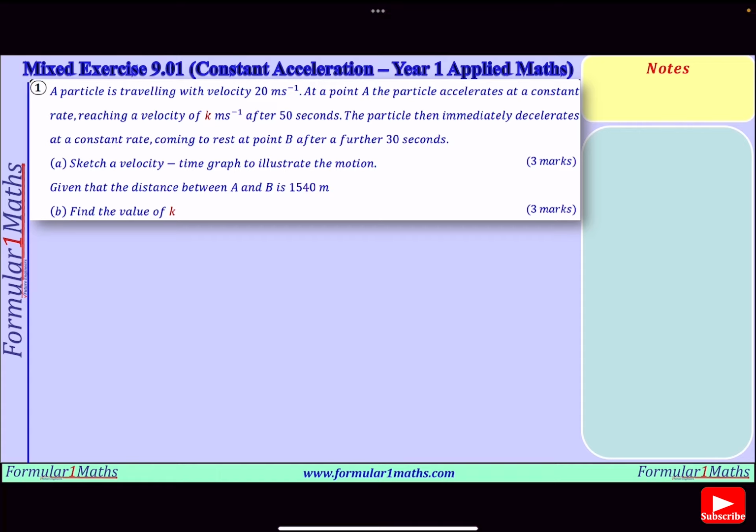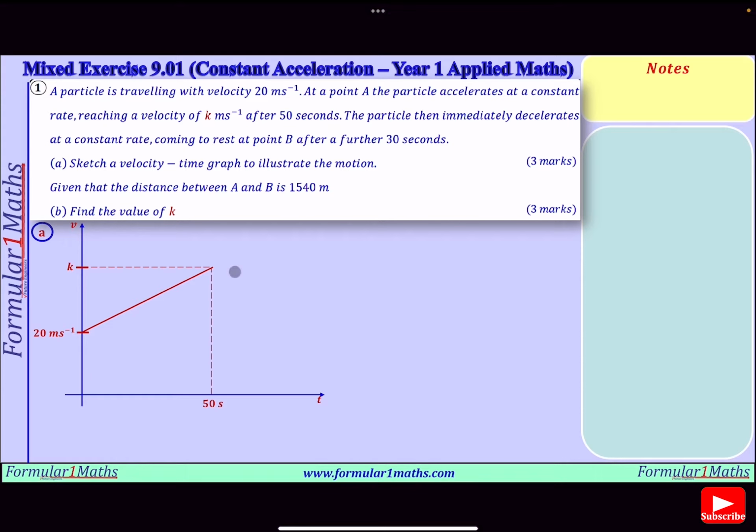So we'll start with our sketch. This will be the velocity axis, and this will be the time axis. So let's put that in. At the point A, when t is equal to 0, which is here, the particle is already traveling at 20 meters per second. So let's put that in there. And then it accelerates to a velocity of k. This acceleration is done in 50 seconds. So this time here is 50 seconds.